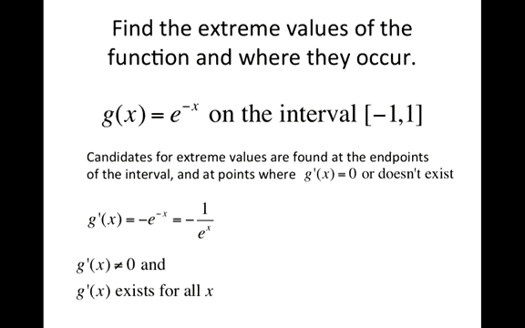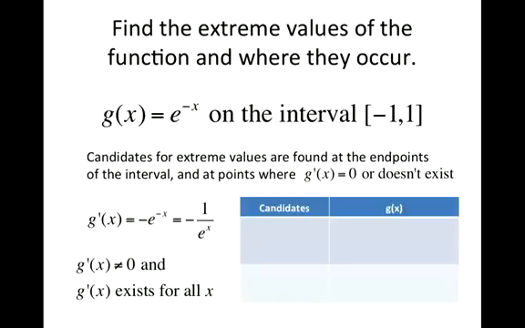Let's make a little table for our candidates here. We're going to look at the candidates, and we're going to evaluate the function g of x at those points. The only points we're interested in here are the end points, -1 and +1, because there were no critical points. G prime never equaled 0, and it always exists. So we only have to evaluate at the end points.